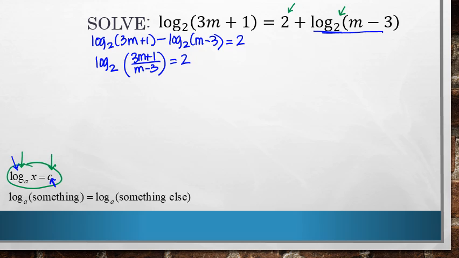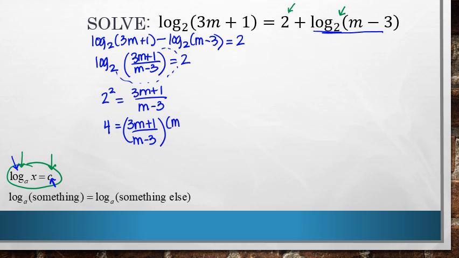So now I'm going to change this into exponential. So I get 2 to the second power equals (3m plus 1) over (m minus 3). 2 squared is 4. All right, so I'm going to get this m minus 3 out of the denominator. So I'm going to multiply both sides by m minus 3. That will reduce that there.